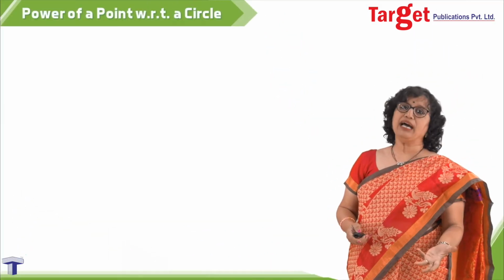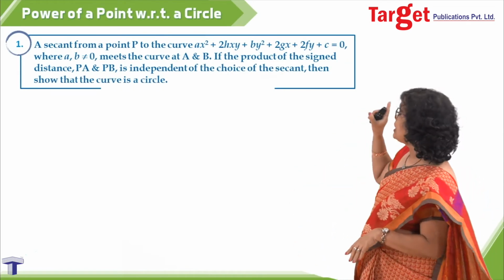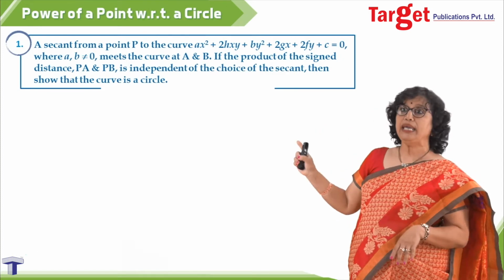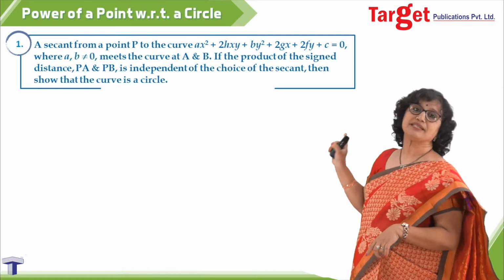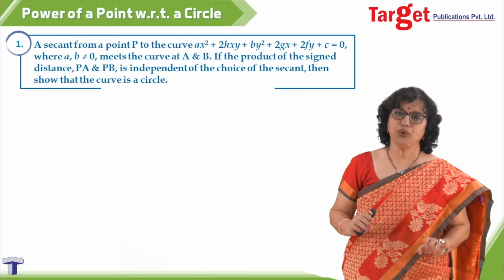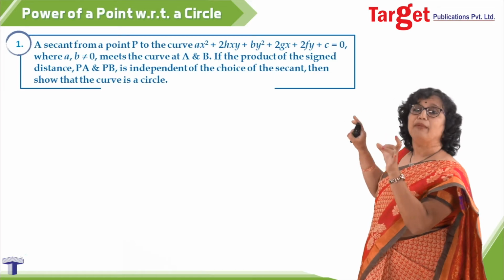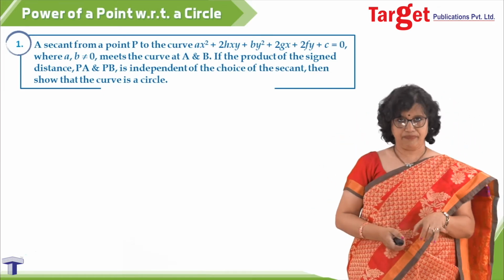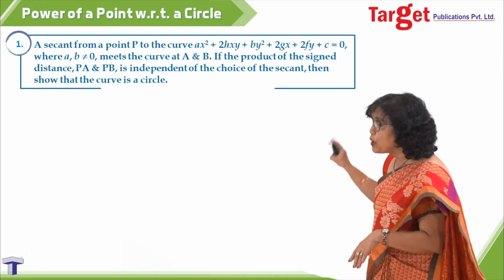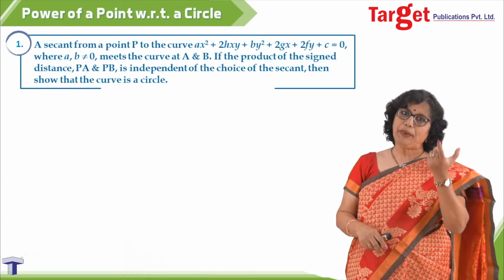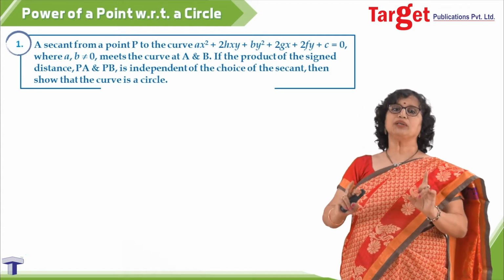Now, from here, I proceed to one illustration about power of a point. A secant from a point P to the curve ax square plus 2hxy plus by square plus 2gx plus 2fy plus c equal to 0. This equation is not new to you. This you already know, correct? Where a and b are not 0, the secant meets the curve at positions A and B. This is standard information. Which curve is that? We do not know. If the product of the signed distances PA and PB is independent of the choice of the secant, then show that the curve is a circle.